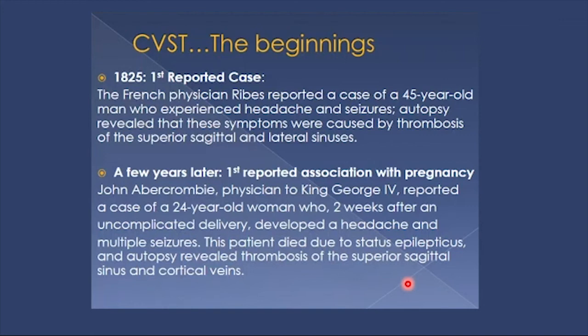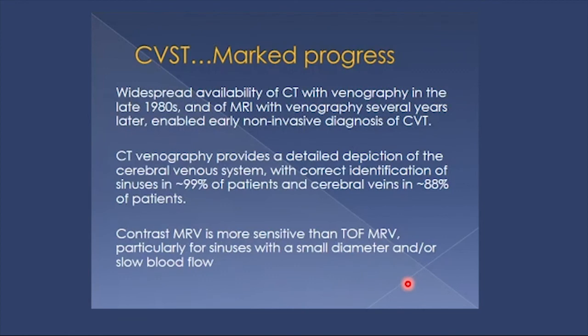And you may understand that at this time the novel imaging that we have now was not present, and so it was difficult to pick this non-invasively in patients presenting with CVST. But subsequently, widespread availability of CT venography in the later 1980s and of MR venography several years later has enabled non-invasive diagnosis of CVT. When you use CT venography, you can actually get correct identification in the sinus of 99% of patients with CVST, and in the cerebral veins about 88%.